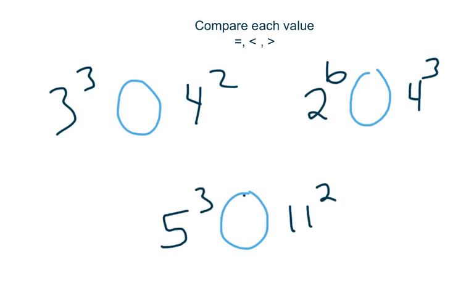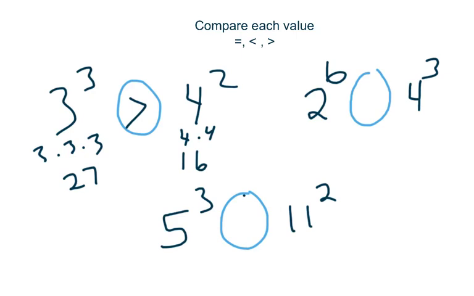Then the last one is actually comparing values. So if you have numbers and you need to compare them, you have to tell whether they're the same, or one is less than or greater than. So you have to actually do each of these exponents. 3 to the 3rd power gives you 3 times 3 times 3, which is 27. 4 to the 2nd power gives you 4 times 4, which is 16. So 27 is more than 16. So you're going to lean toward the 3 to the 3rd power.